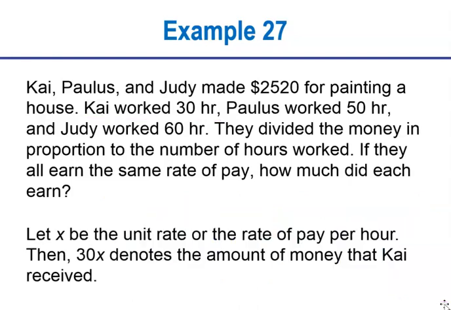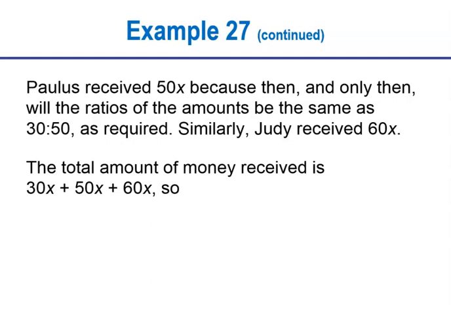It says, let X be the unit rate or the rate of pay per hour. Then 30X denotes the amount of money that Kai received. It's a little different than what we were thinking about. And then 50X denotes Paulus. And then 60X denotes Judy. And we could add the 30X plus the 50X plus the 60X together.